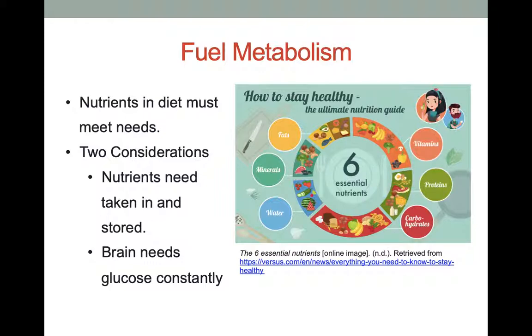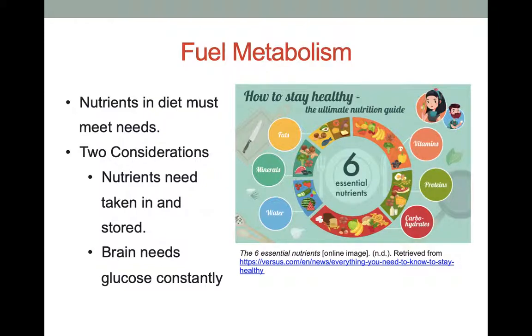Okay, so fuel metabolism. Fuel metabolism, basically defined, is the amount of nutrients in our diet that we must have in order to sufficiently meet our body's needs. The needs we have are for energy production and cellular synthesis to keep everything operating the way it needs to in our body. What requirements do we have?